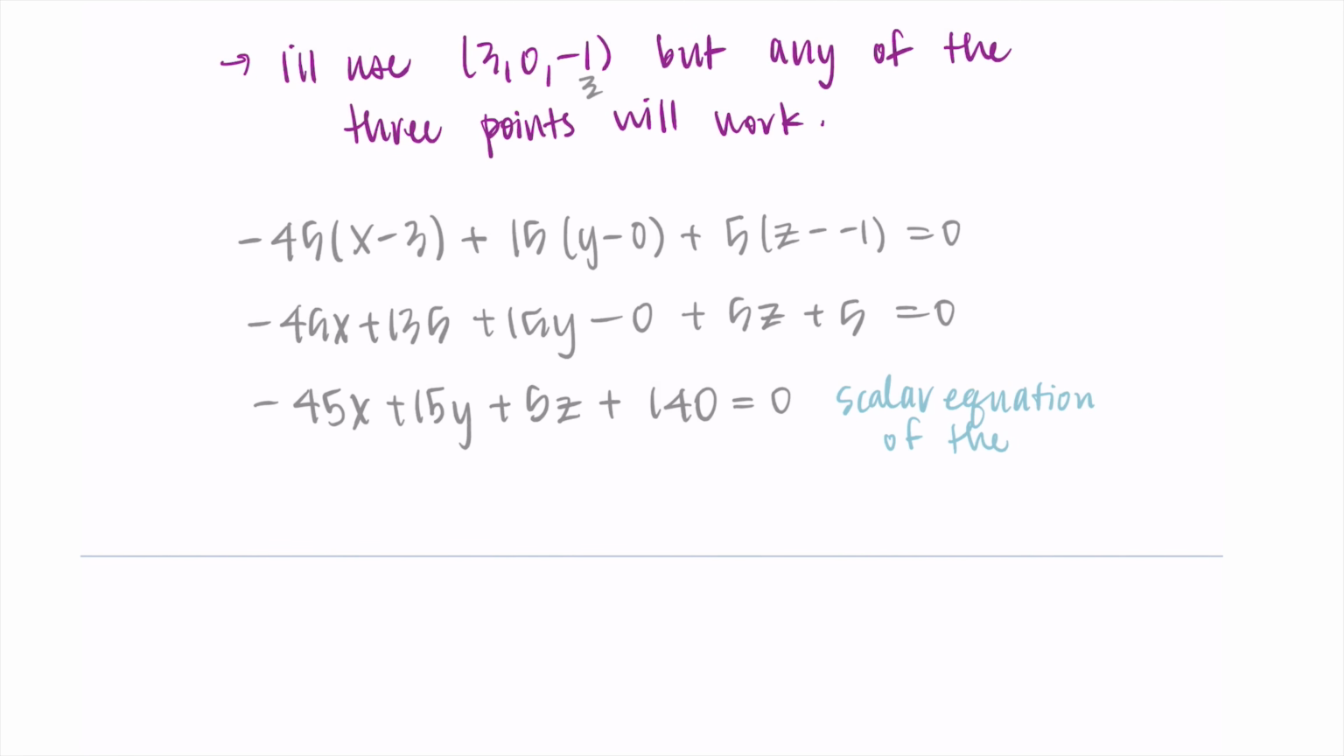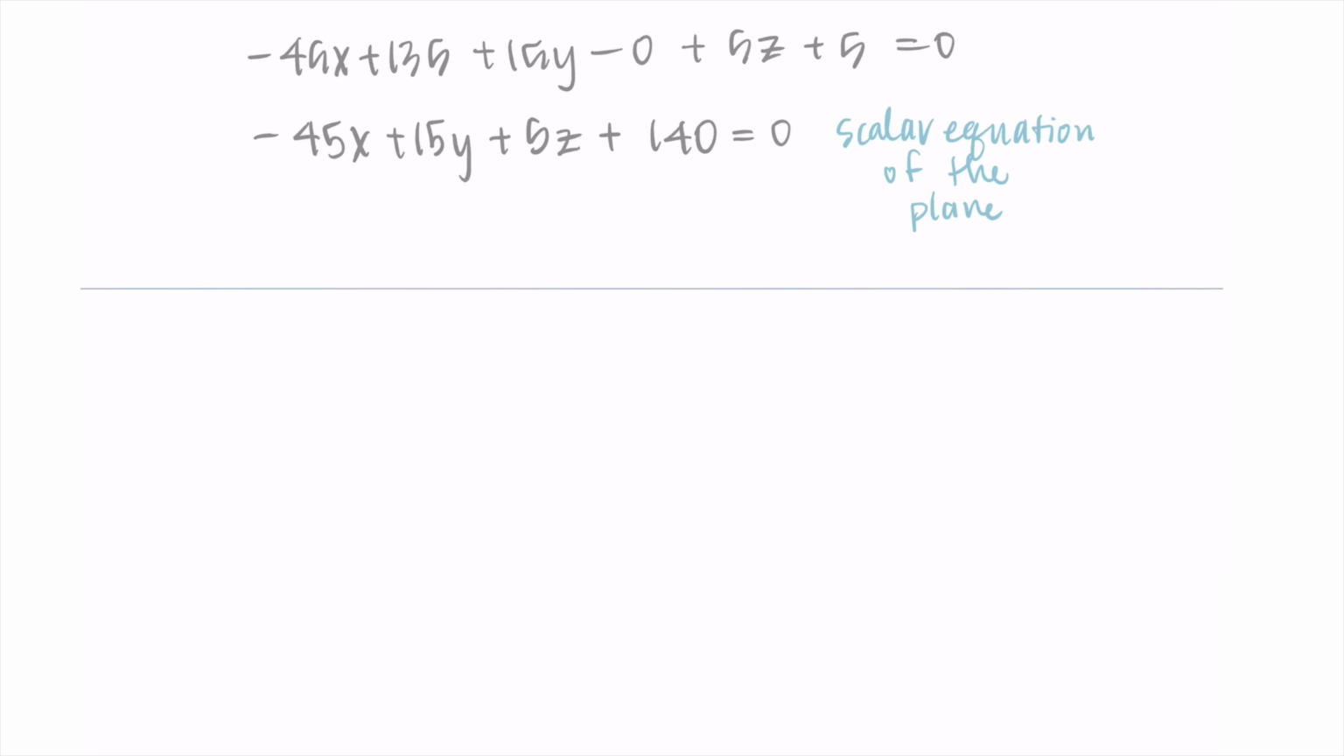And that's it. Cool. So we did some examples here where we found the scalar equation given the point and the normal vector. And then this last example, we were given 3 points and that's it. And we were able to find a normal vector by using the cross product and come up with our scalar equation. So that is it for this video.